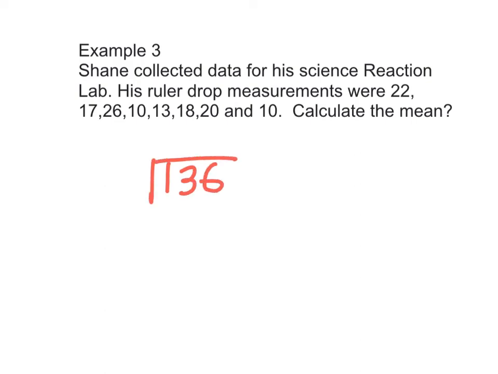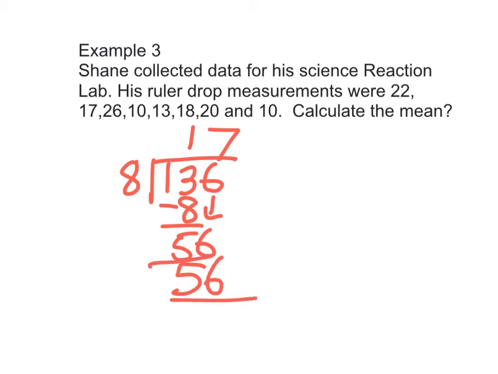And let's see how many numbers there are. 1, 2, 3, 4, 5, 6, 7, 8 numbers in our data set. So I divide 8 into 136. And that comes out to exactly 17. So the mean of Shane's ruler drop measurements was 17. Did you get that one?